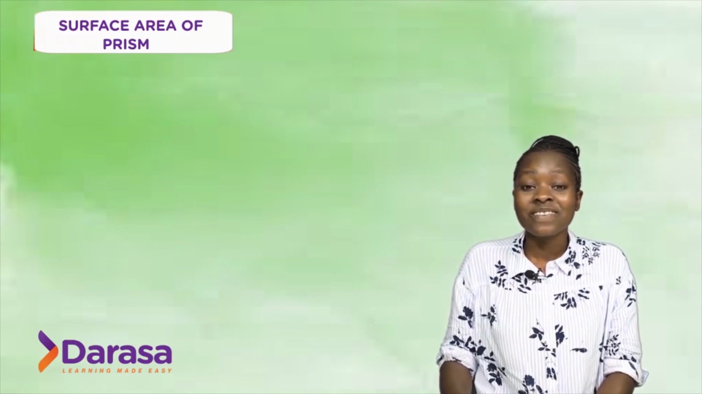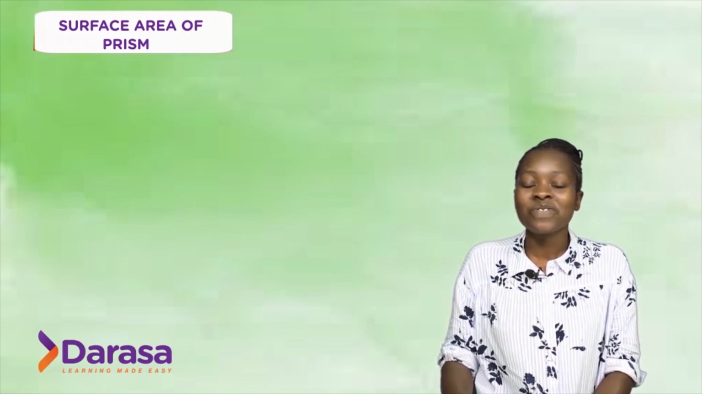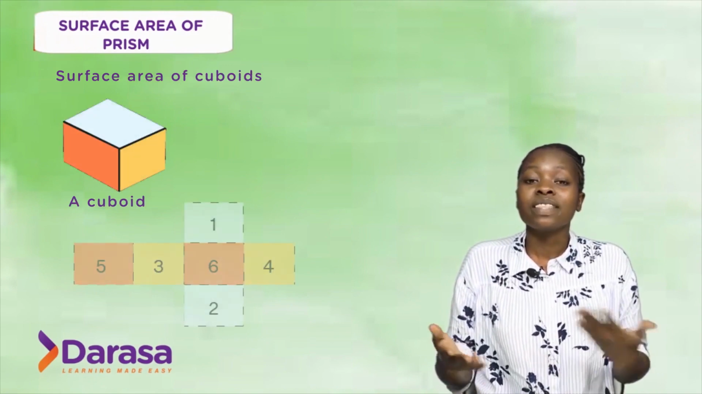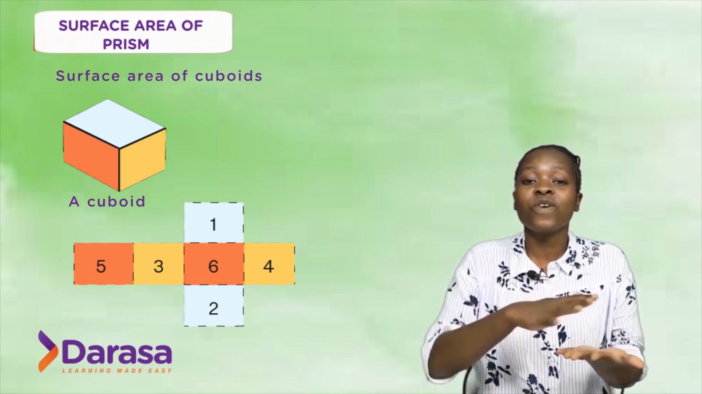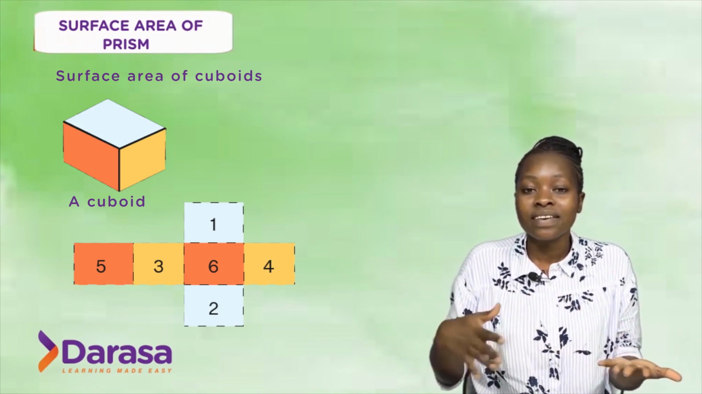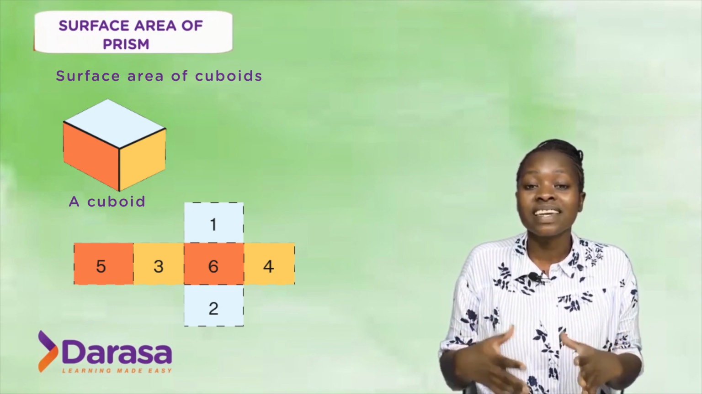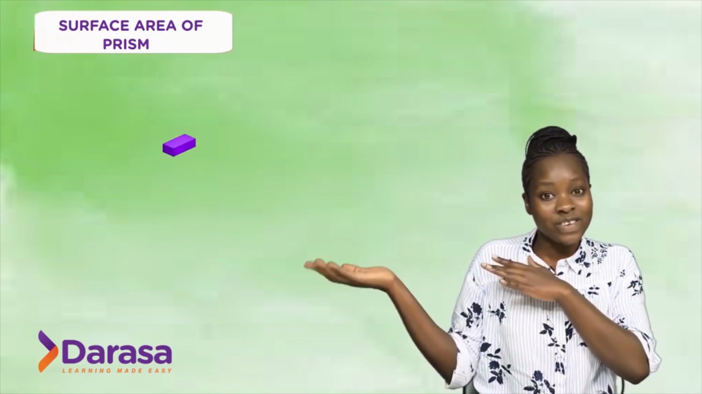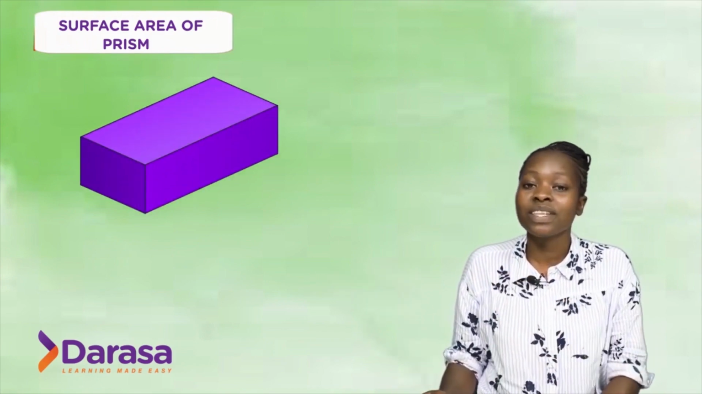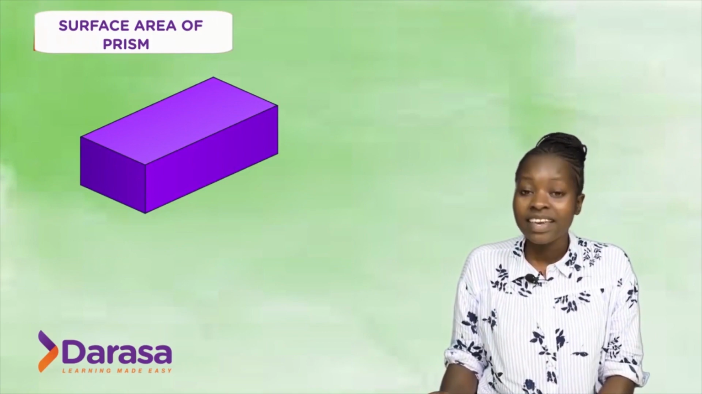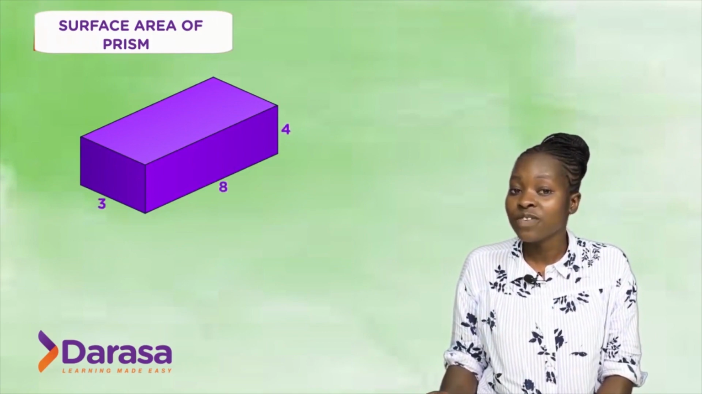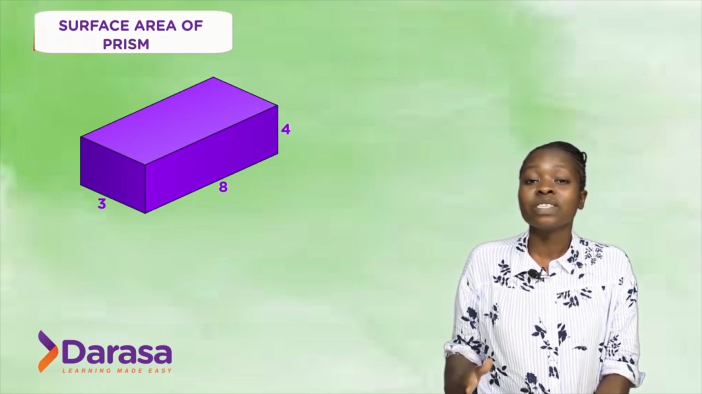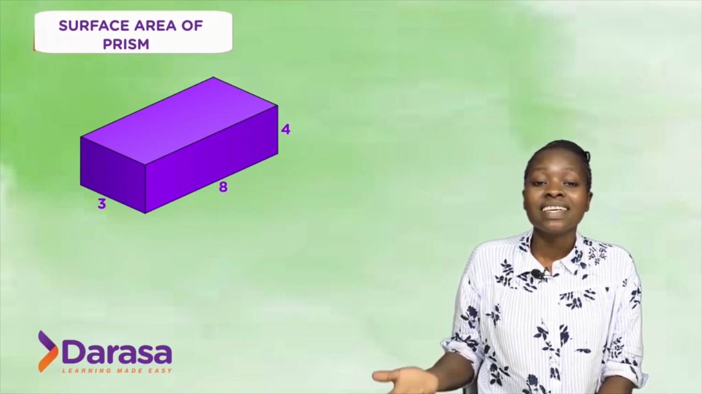Now, how do we find the surface area of a prism? Remember, when we were finding the surface area of cuboids in Form 1, we were opening them into nets, and then we were finding the area of all the other areas. So that's how we find the surface area of solids. Now, in prisms, for example, we were given the cuboid here. This cuboid has a width of 3, a length of 8, and a height of 4. And we know we're dealing with surface area.